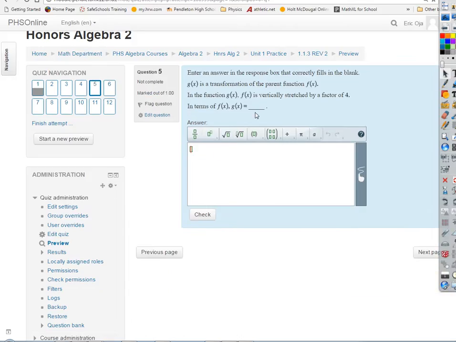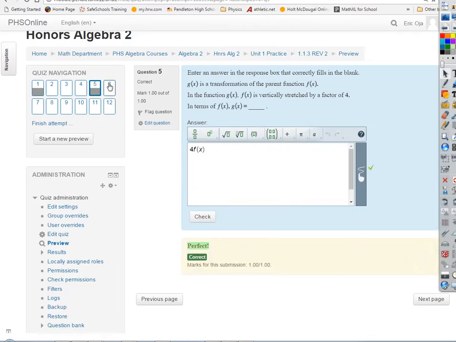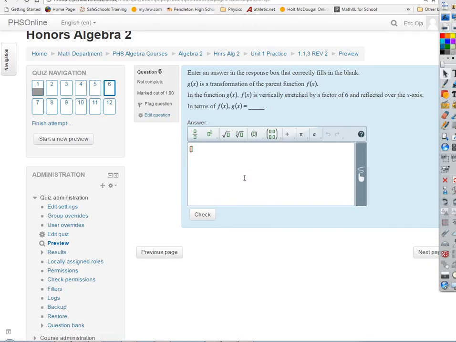This time I want to vertically stretch by a factor of 4 only. So g of x is just going to be 4 times f of x. I don't think I need that times sign though, do I? Okay. And to vertically stretch by a factor of 6 and reflect over the x-axis, that would just be -6 times f of x.